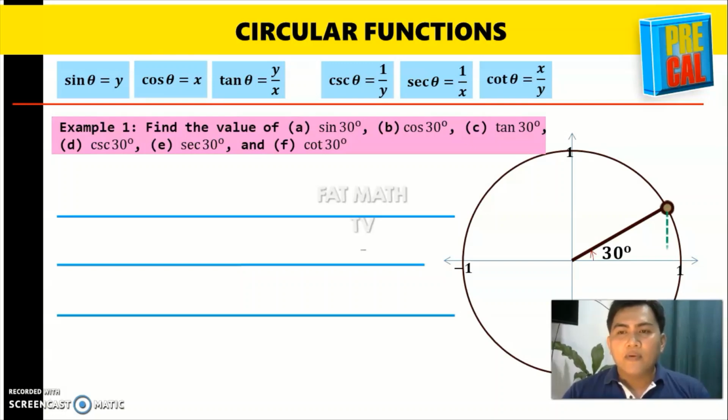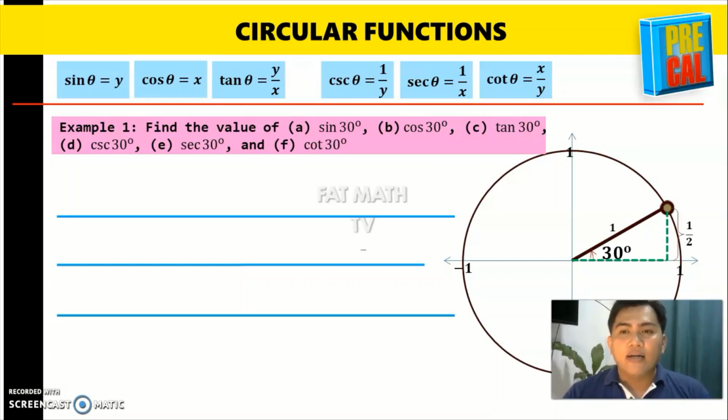If you drop an altitude from that terminal point and create a right triangle, the triangle you will be forming is a 30, 60, 90 triangle. The hypotenuse of that is 1 because that is the radius of the unit circle. If you can still remember, the hypotenuse of the 30, 60, 90 triangle is twice the shorter leg. So the shorter leg is half of the hypotenuse. Half of 1 is 1/2.